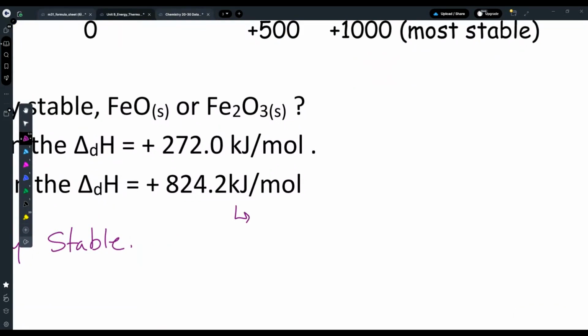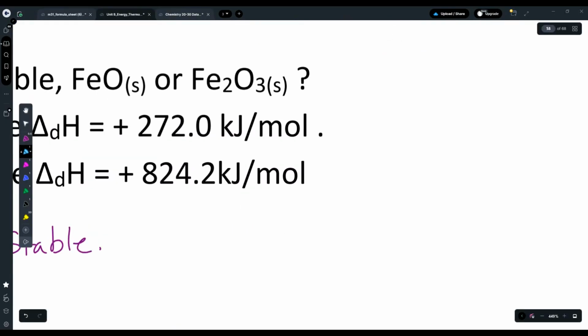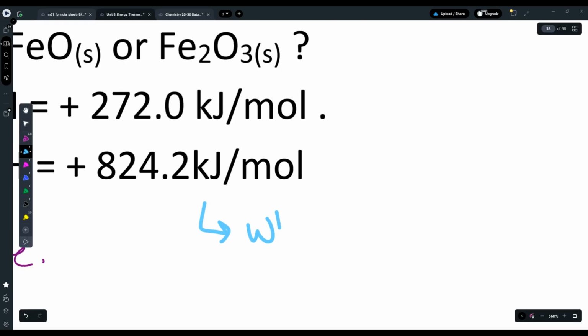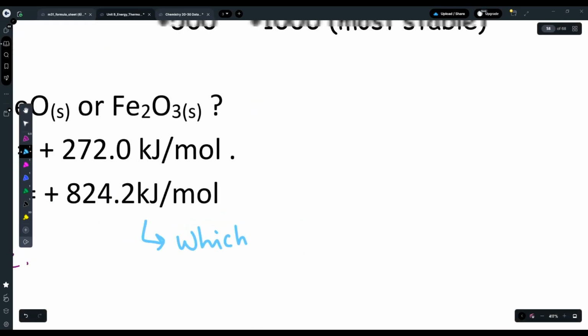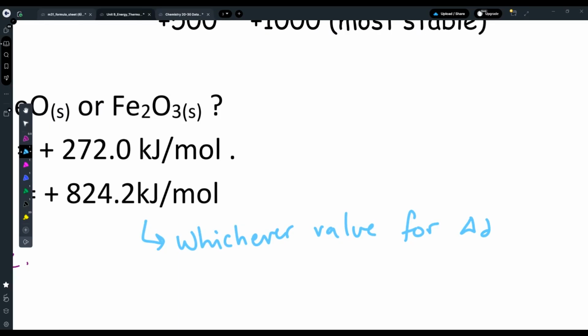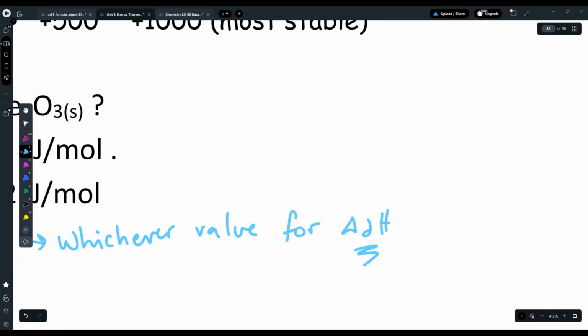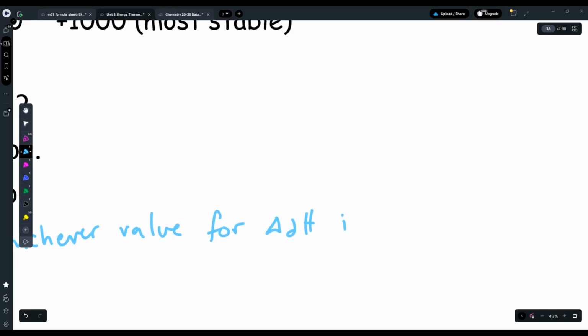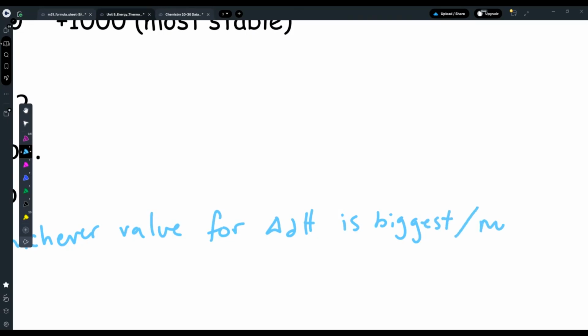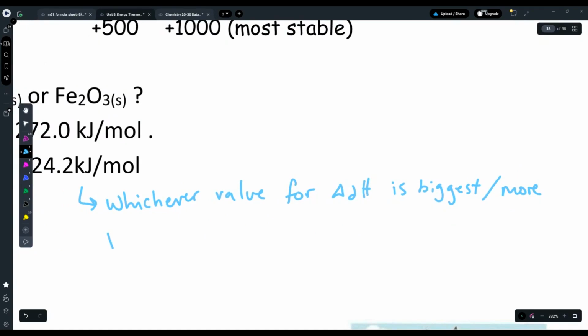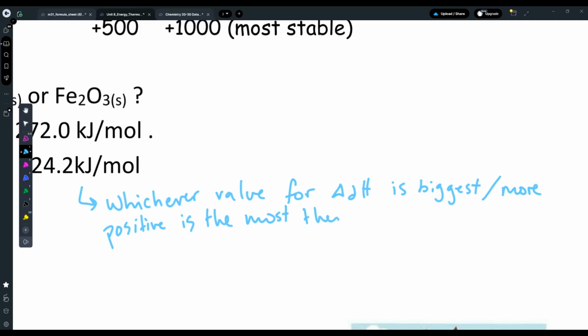Okay, so I'm going to be writing down some stuff that I've been saying, just haven't written it down here. So again, whichever value for molar enthalpy of decomposition, so it's very important that you're using molar enthalpy of decomposition and not formation, is biggest or more positive is the most thermally stable.